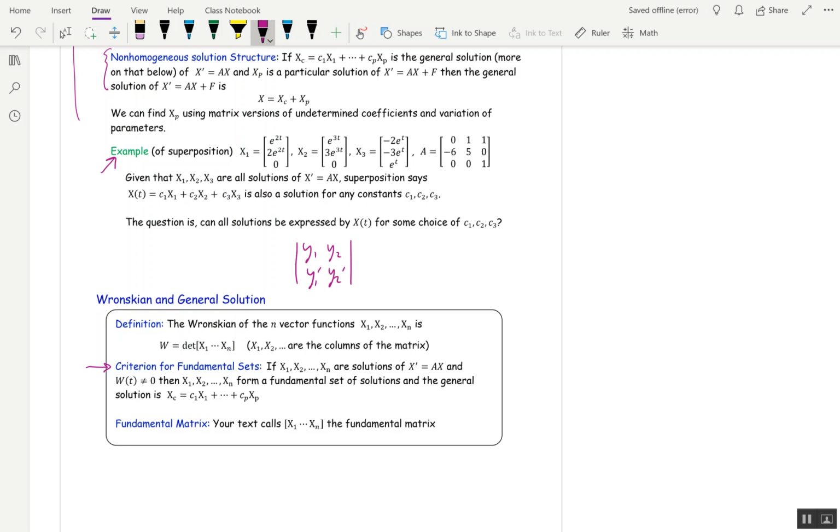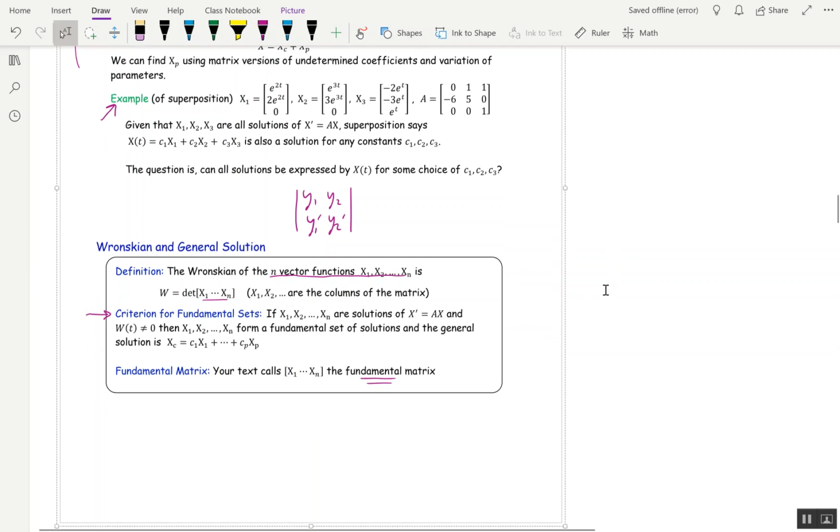You put your n solutions in as n columns, and you take the determinant of that matrix. And that matrix, without the determinant there, is called the fundamental matrix. All right, so let's just see how this works with a real life example.